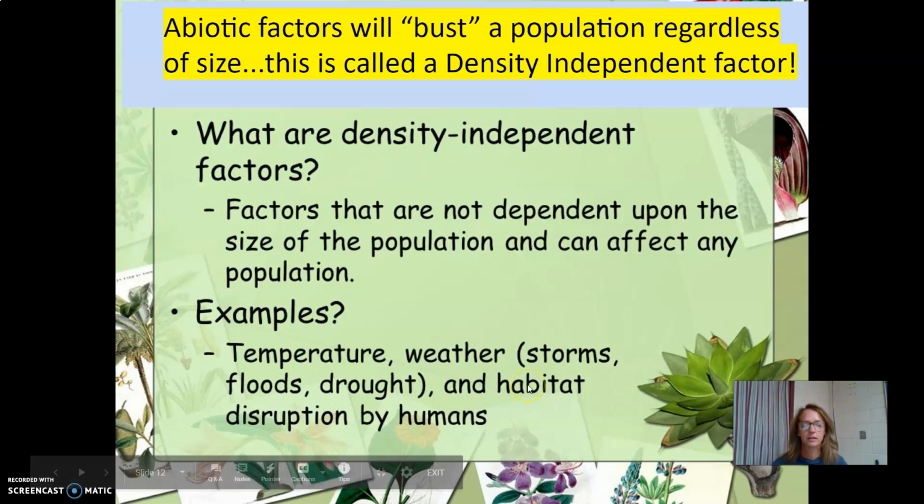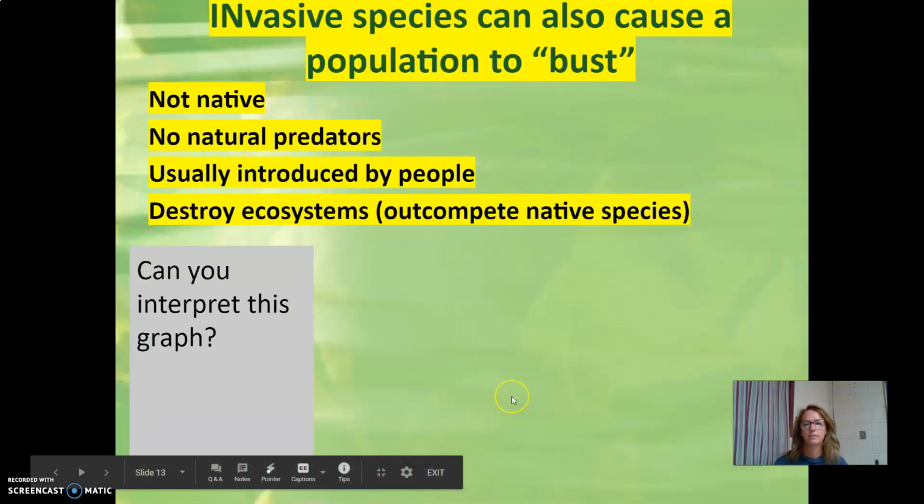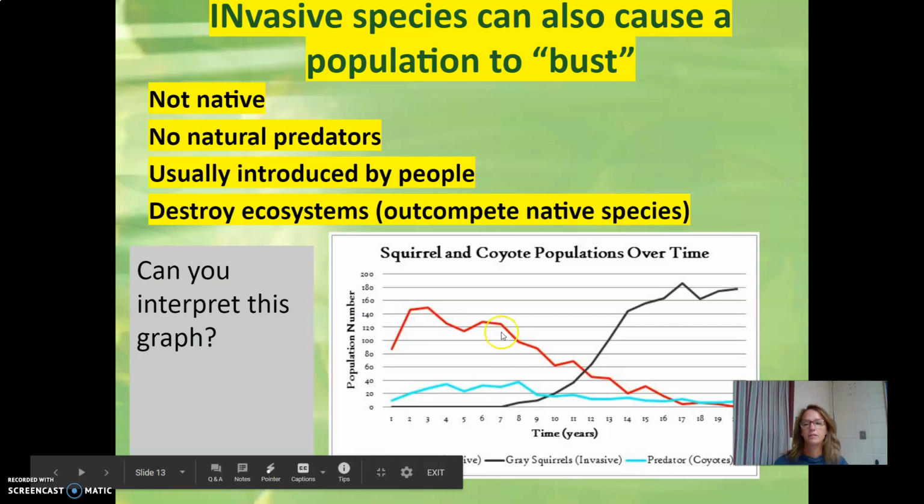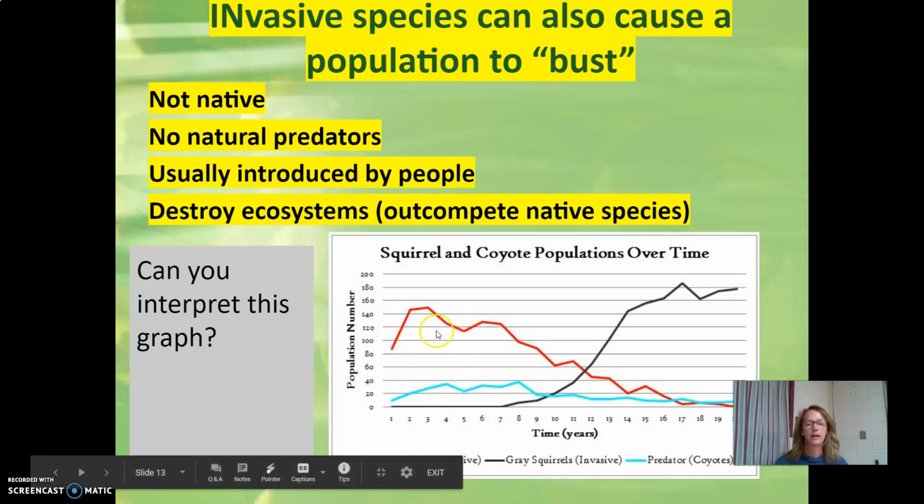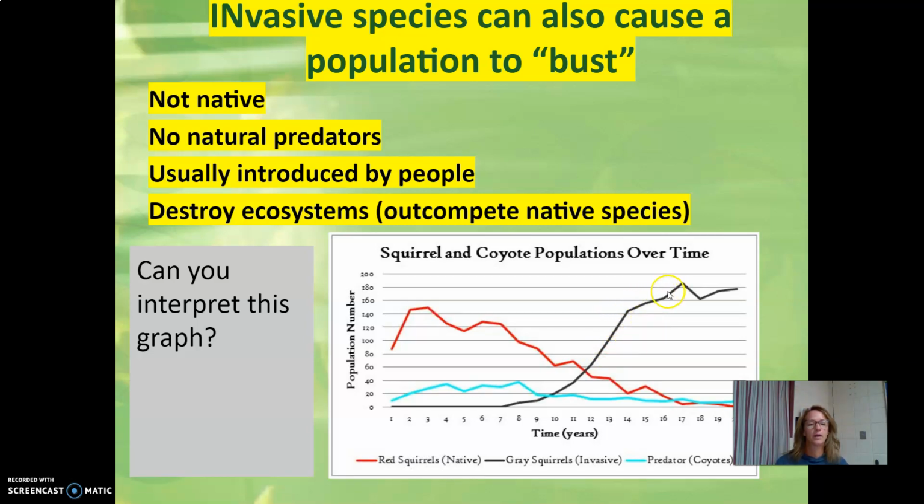We have humans in here that can also make a population bust. Invasive species do the same thing. So here we have a nice healthy population of squirrels and coyotes, and they are following that predator-prey relationship. And then an invasive species comes in. This black line is the invasive species. They took all the food from the food source here, which made both of these populations bust.